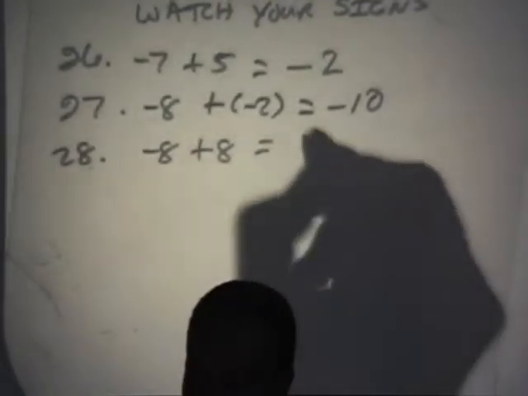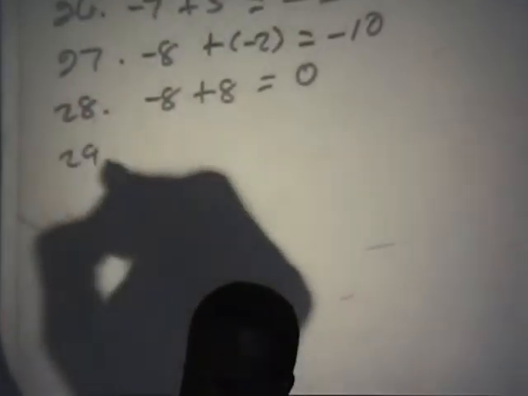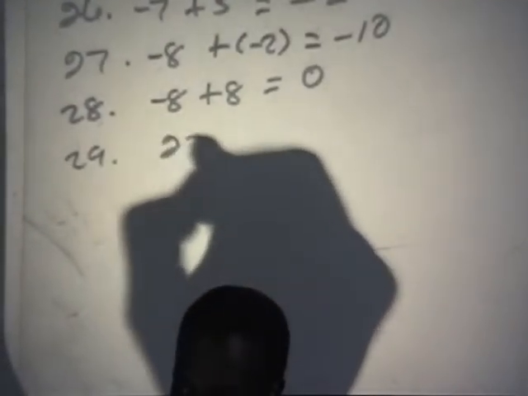So now you're going to subtract, you're going to get 0. They cancel out each other. Okay, they are opposites.